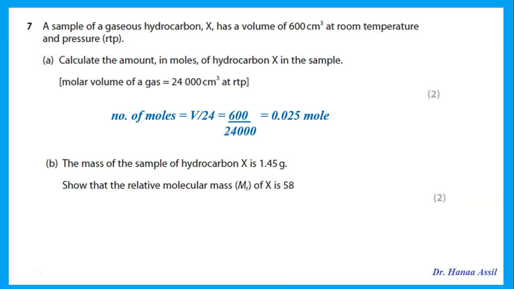Then we're told that the mass of X is 1.45 grams. So what is the molecular mass? What is the Mr? How can I get Mr if I have mass and number of moles? Remember, number of moles is mass over molecular mass. So to get the molecular mass, it is mass over number of moles, and this comes out to be 58, as we are told.